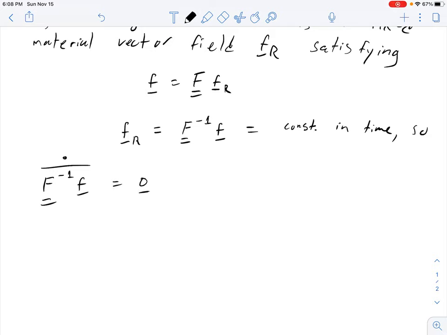Well, we can use the product rule on that. That is equal to the time derivative of F inverse, which is distinct from the inverse of the time derivative of F. The time derivative of the inverse is always guaranteed to exist. The inverse of the time derivative is not always guaranteed to exist. All right, so that's times f plus F inverse times the time derivative of f.